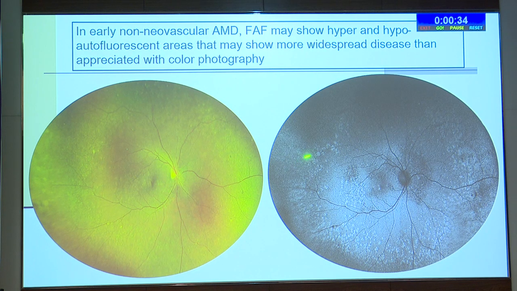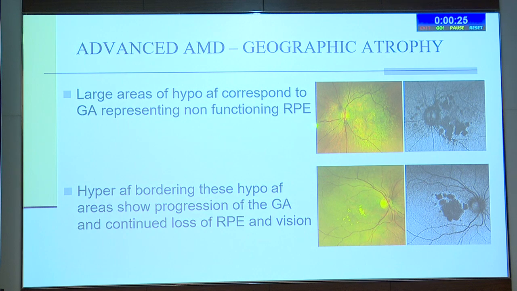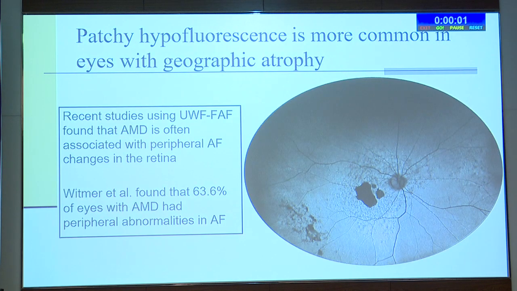What about AMD? In AMD with ultra wide field imaging, we get a lot of abnormalities in the periphery, in almost 97% of patients. So as we talked about earlier, dark areas are basically dead RPE and photoreceptors. And in geographic atrophy, what we look for is the zone of hyper autofluorescence around these areas of hypoautofluorescence. And this indicates that these are the areas of future damage that is going to happen and the enlargement of the geographic atrophy.